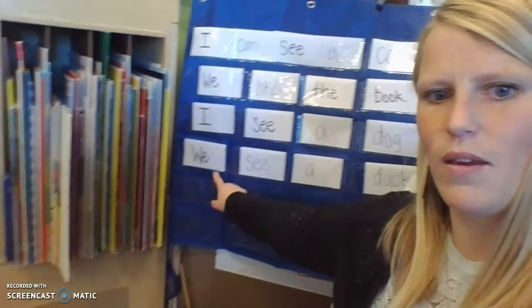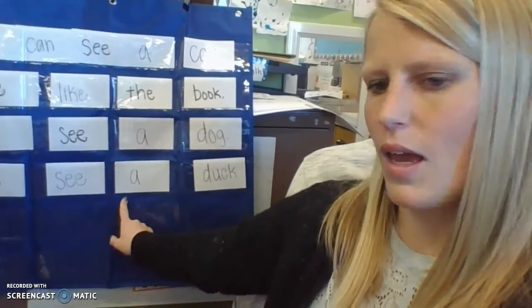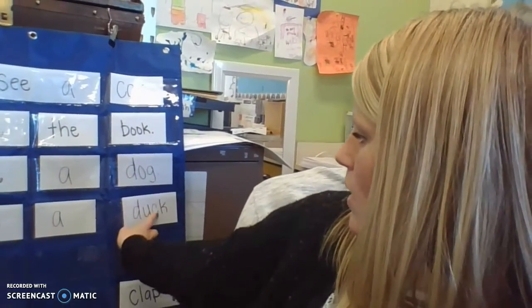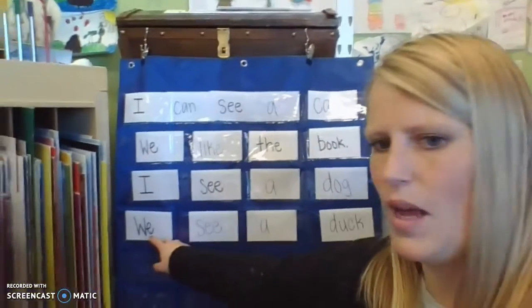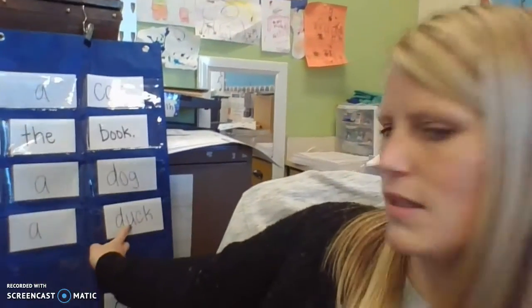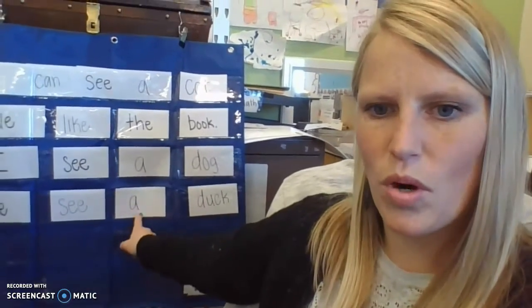Okay, let's read this one together. We see a duck. So let's try it again now that we sounded that word out. We see a duck. So how many ducks did we see? We only saw one because we used the word a. All right, my class, I look forward to you using the word a in your reading and writing.